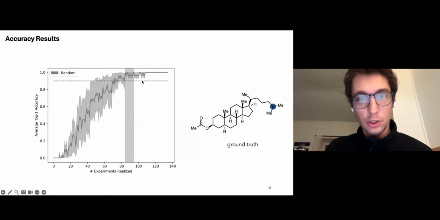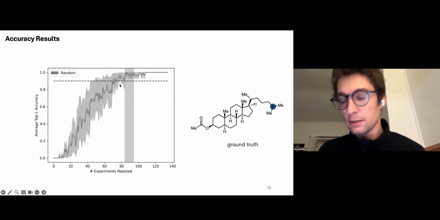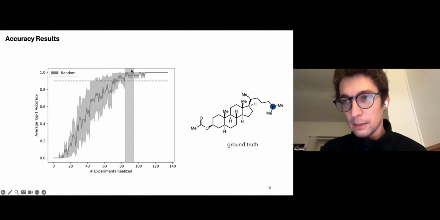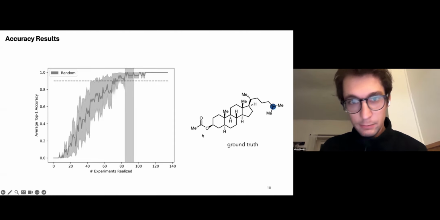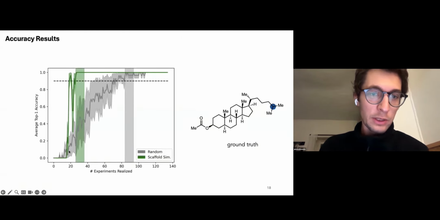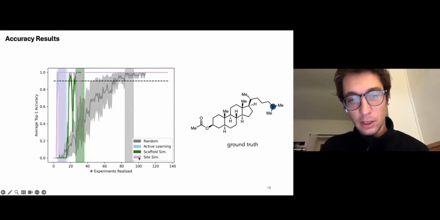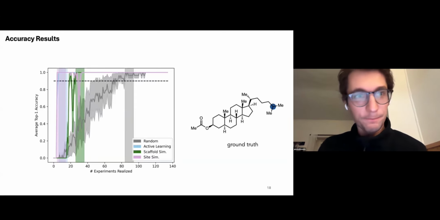So in terms of how that shows up in prediction and number of experiments realized, you could compare that to the random baseline, which would be an acquisition function that just selects a random molecule. In this case, you would need around 90 samples to get to a model that accurately predicts the good site. If you use the scaffold similarity, we saw that with 16 we're not exactly at accuracy, and here you need on average like 30 samples. If you use site similarity with active learning, you need much fewer molecules to make good predictions.